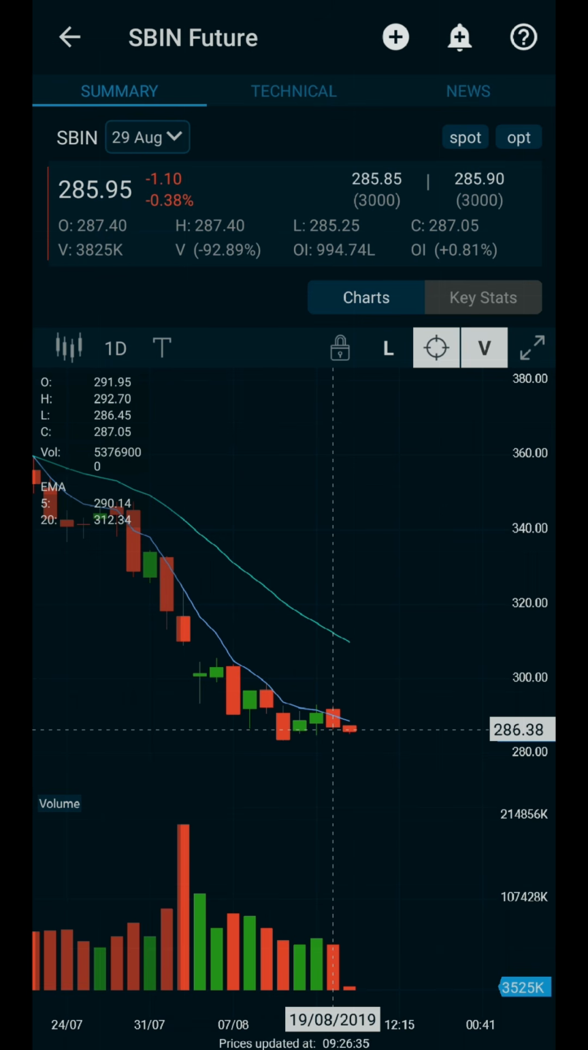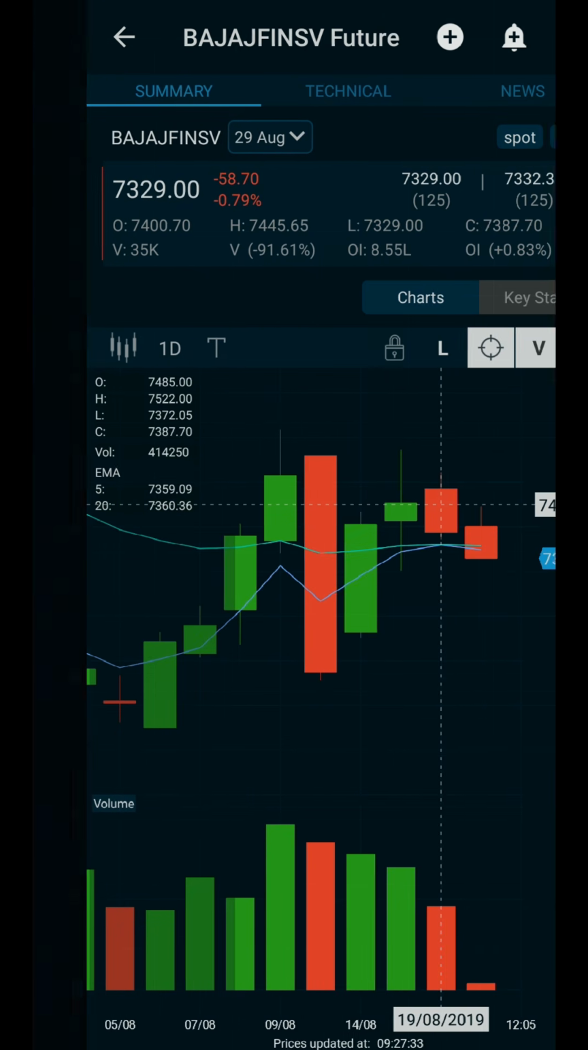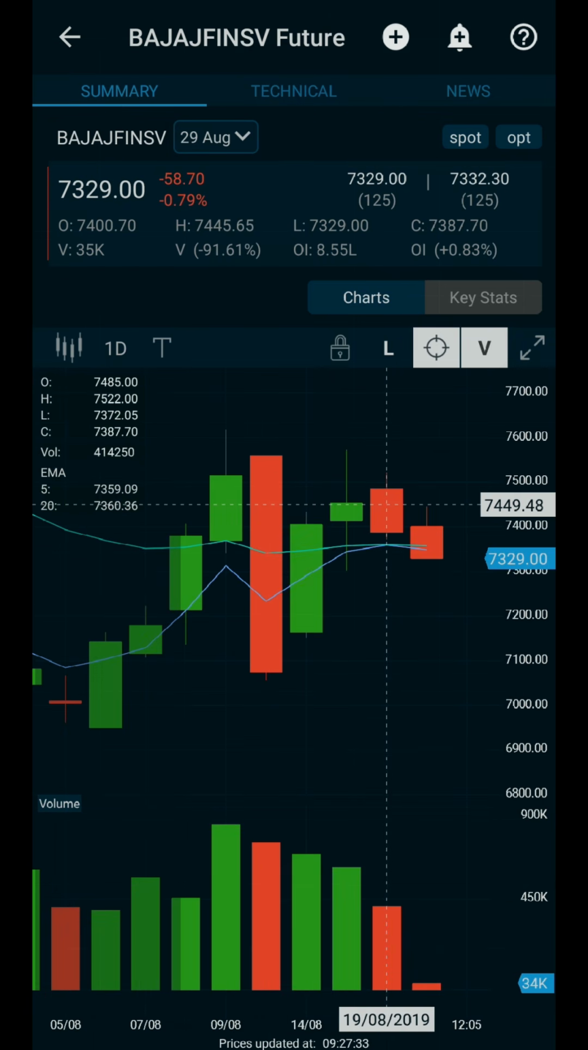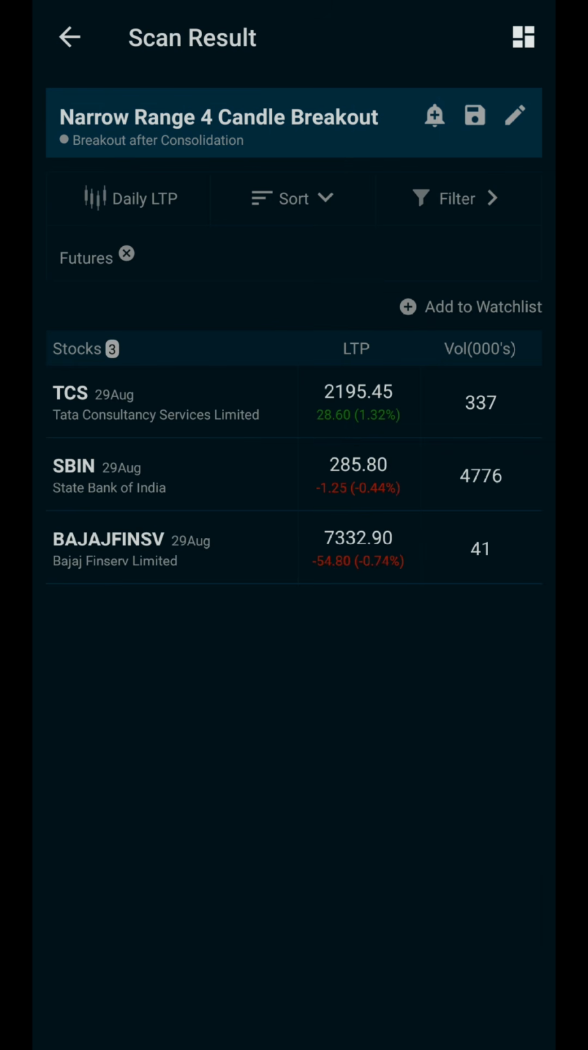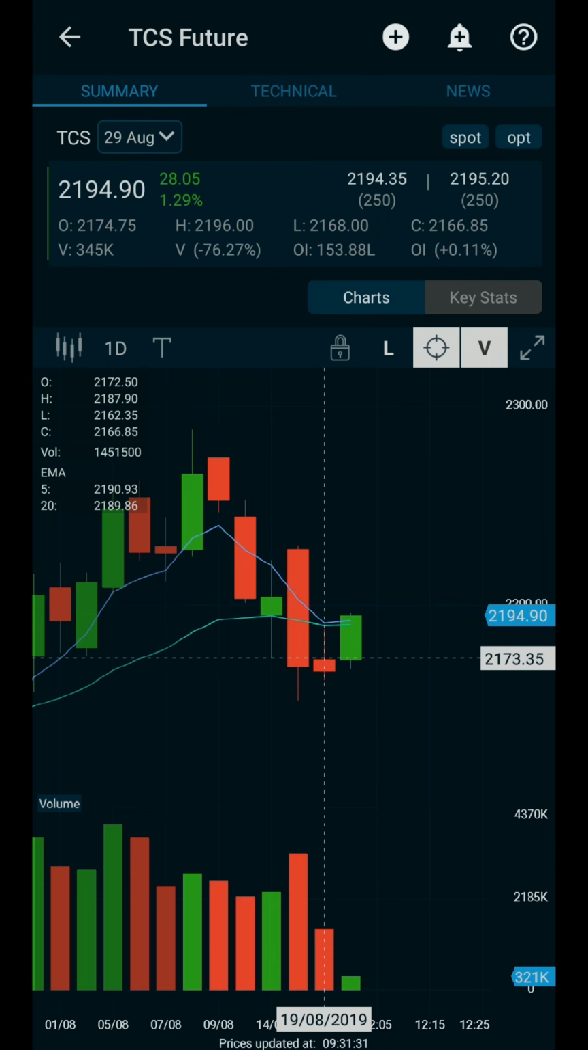So we can take a shot at 285.85 with a stop loss at 293. Bajaj Finserv. As you can see from the chart, we can short at 7329 with a stop loss at 7523. I refresh the scan results and I see I've got one more result, TCS. It looks like an upside breakout. So here, based on the NR4 rules, we can go long at 2195 with a stop loss at 2162.